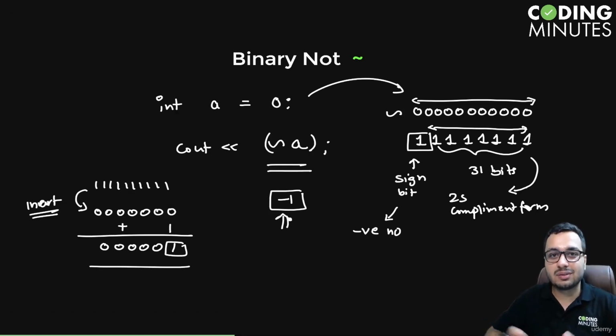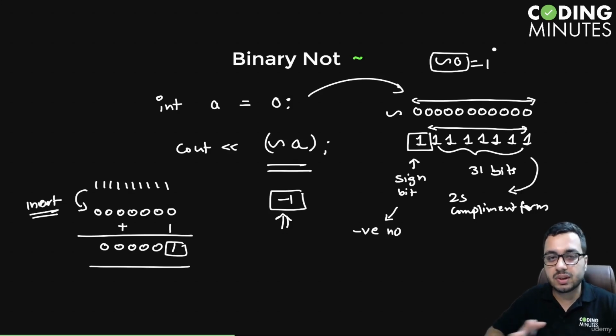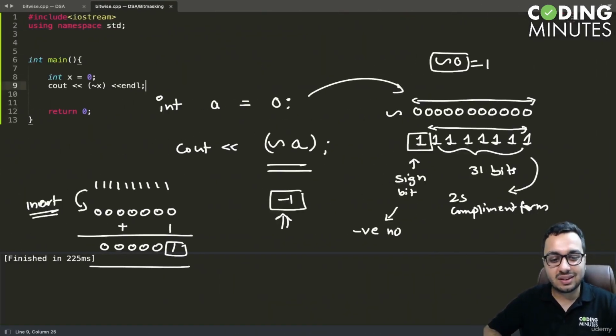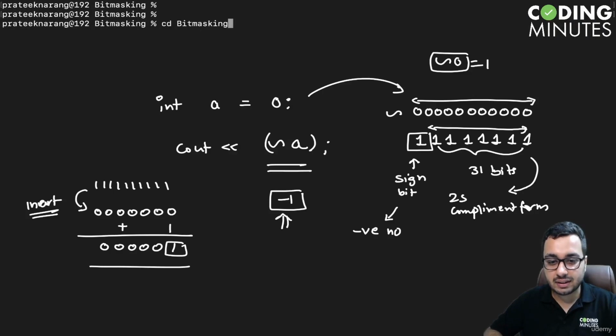Okay, so if you do NOT of 0, where 0 is an integer, you are going to get -1 as an output. And NOT of 0, where 0 is a bit, it would be 1. So that is something that you should be very careful while working on. Okay, so this is something you can try on your own as well. If you don't trust me, I am going to show you the demo as well. So I have this code where I have x is 0 and I'm doing cout not of x. So let us run this code and see what we get as an output.